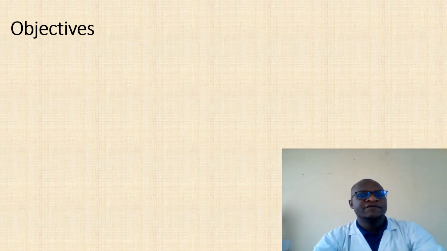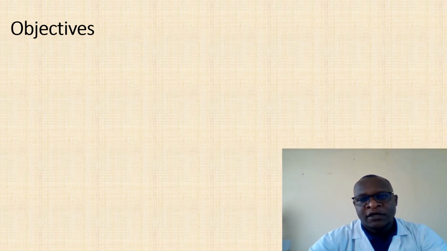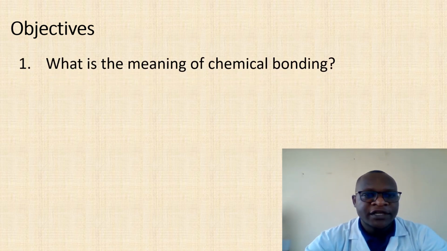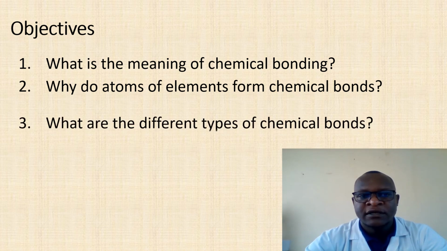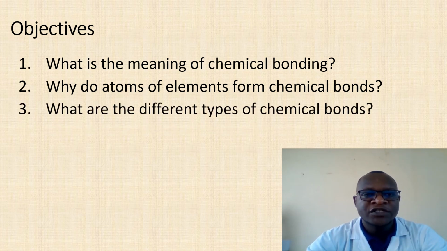So the objectives of this lesson are, number one, we need to understand the meaning of chemical bonding. Number two, we need to understand why atoms of elements form chemical bonds. Number three, we need to know the different types of chemical bonds. Let's move on to bonding.